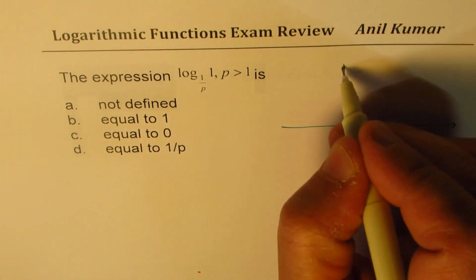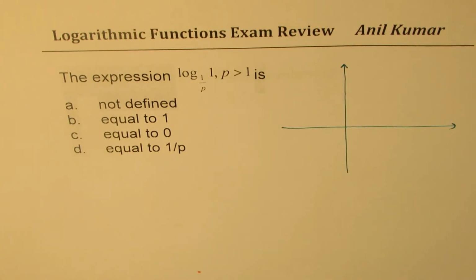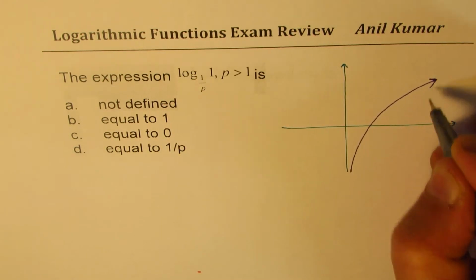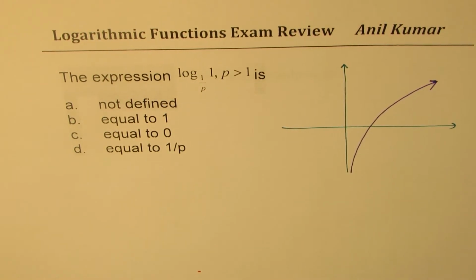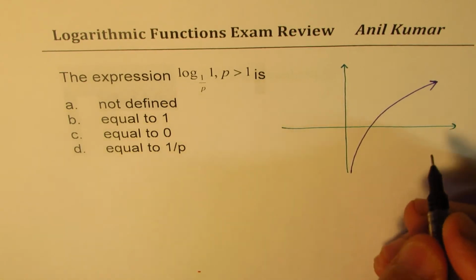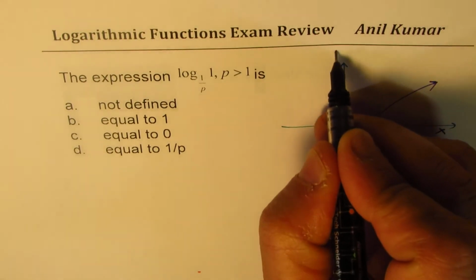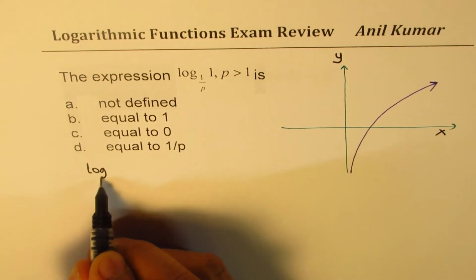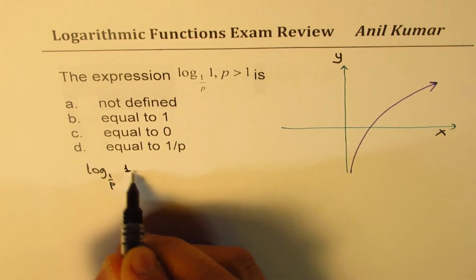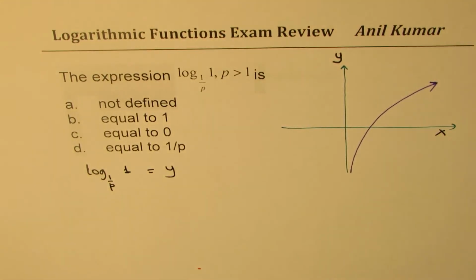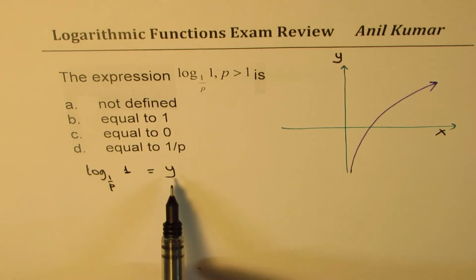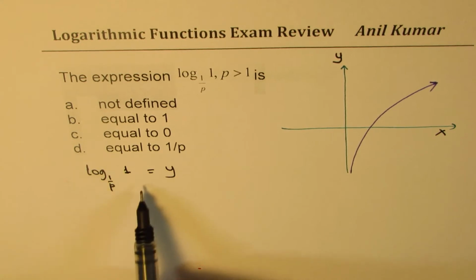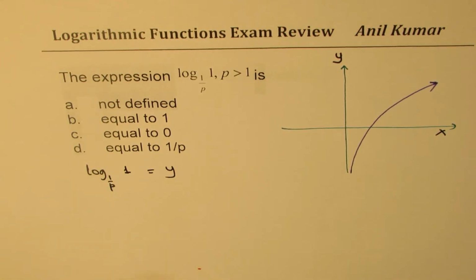It is very similar to the questions which we just did. Let me sketch the logarithmic graph once again, which will give you an idea. So that is what we have. Now in this graph, we are looking for the x value and the y value. So what we're trying to figure out is log to the base 1 over p of 1 is equal to what value of y? That is the real question. I hope now it is absolutely clear what the value of y is for the expression on the left side.